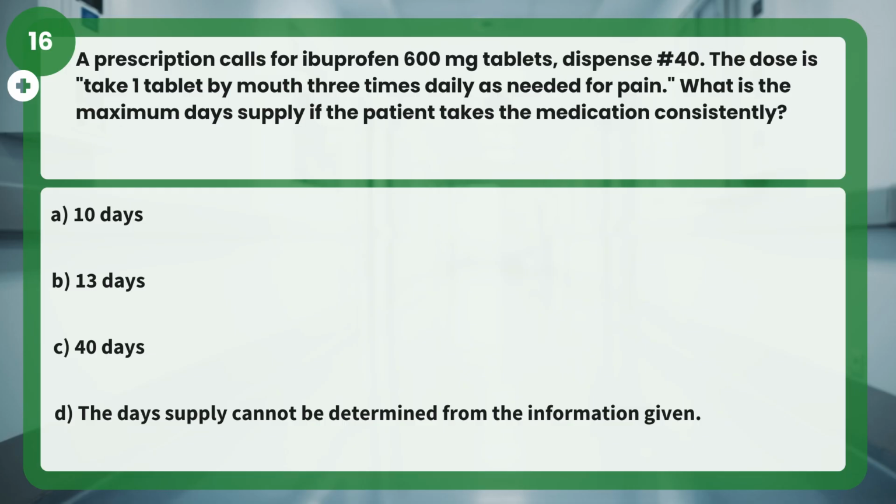Question 16. A prescription calls for ibuprofen 600 mg tablets, dispense number 40. The dose is take 1 tablet by mouth 3 times daily as needed for pain. What is the maximum days supply if the patient takes the medication consistently? A. 10 days. B. 13 days. C. 40 days. D. The day's supply cannot be determined from the information given.